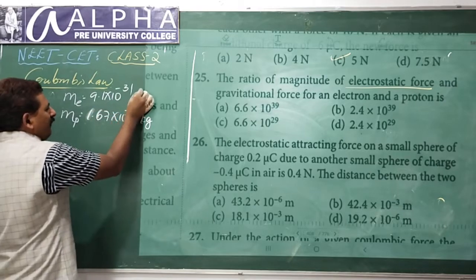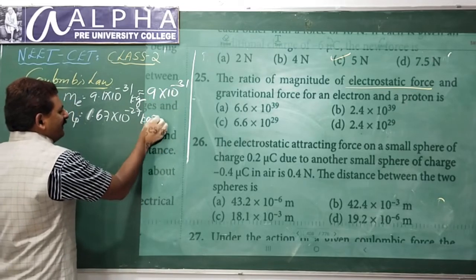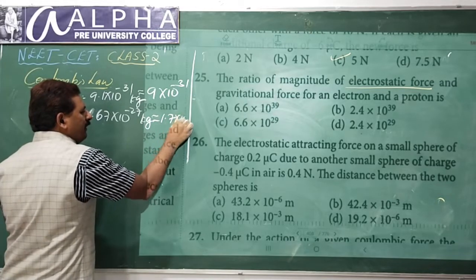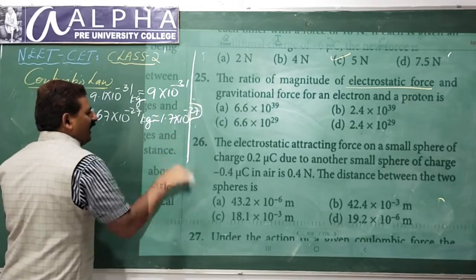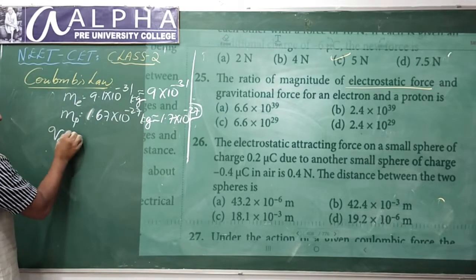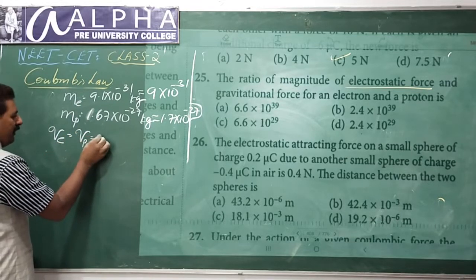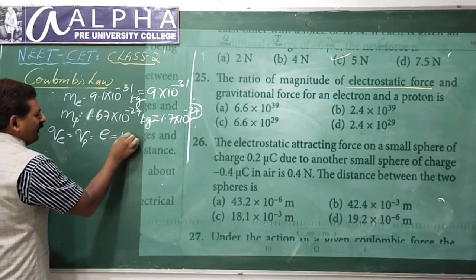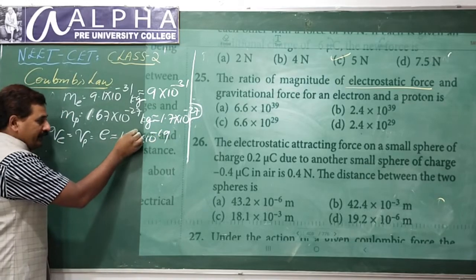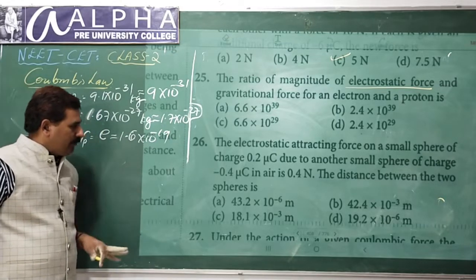For the electron mass, for CET simplifications nearly 9 10 to the power minus 31 you use, and this nearly 1.7, or else you can use 2 only, 2 10 to the power minus 27. You will see how the situation arises. Next, what is the charge of the electron? That's equal to the charge of the proton. Q charge, subscript P proton and E electron. E, what is E? 1.6 10 to the power minus 19. In fact, for electron minus 1.6, for proton plus 1.6. Since you are finding the value, don't bother about the minus sign.